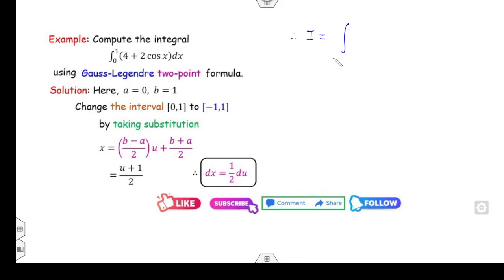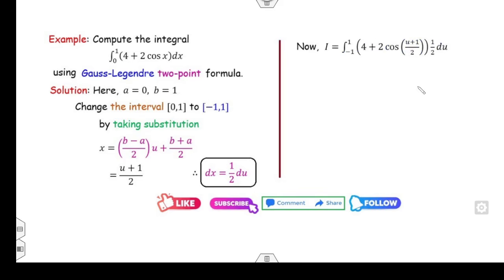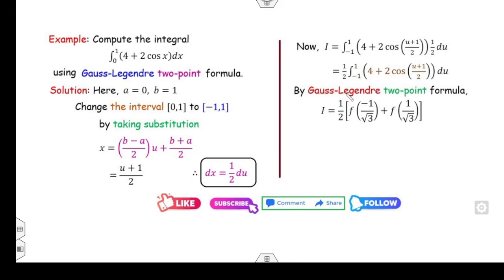So the integral becomes the integral from -1 to 1 of 1/2 minus 1/4 plus twice, and x is (u plus 1) over 2, into half of du. I can take the half outside. It is 1/2, minus 1/4 plus twice cos of (u plus 1) divided by 2. Now the domain is from -1 to +1, so I can apply the 2-point Gauss quadrature formula. Half is outside.